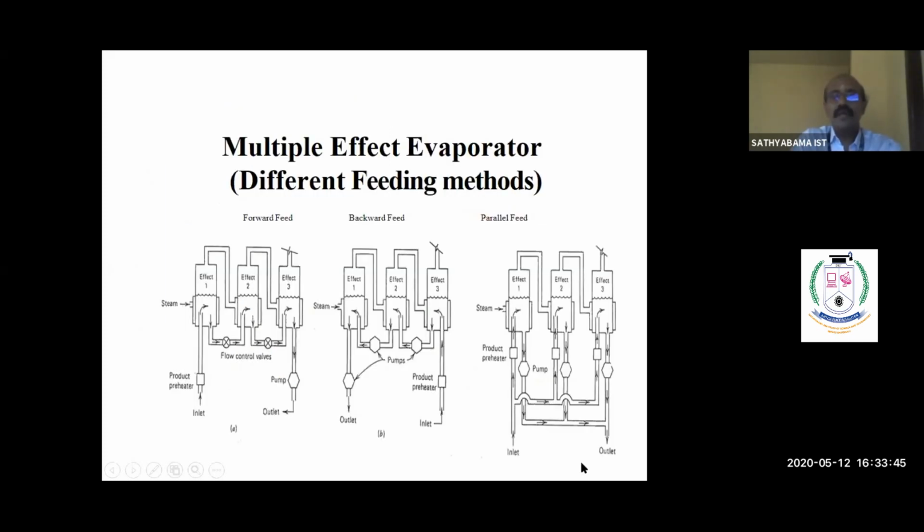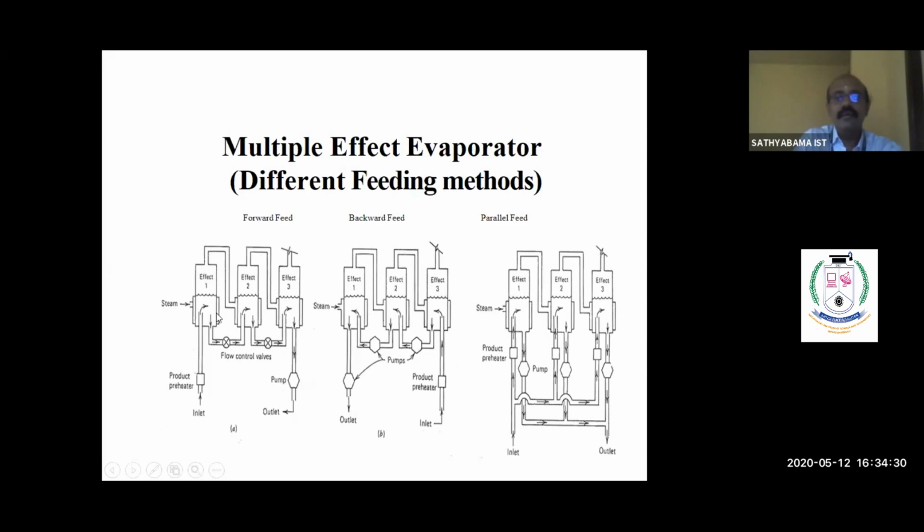So this is about the various types of feeding methods in multiple effect evaporators. In multiple effect evaporators, we have different kinds of feeding methods: forward feeding, backward feeding and parallel feeding. So coming to forward feeding, see here, the feed will be supplied in the first effect. So that is forward feed, wherein the inlet denotes the feed entry. In the case of backward feed, the feed will be entering from the backward direction. As you move from one effect to another effect, the pressure will be in decreasing order. In the case of forward feed, the first effect will be at high pressure, then here low pressure and here lower pressure.